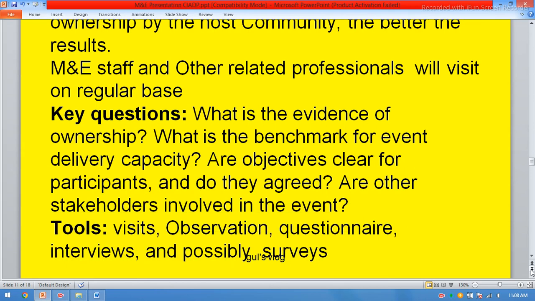Key questions: what is the evidence of ownership? What is the benchmark for event delivery capacity? Are objectives clear for participants and do they agree? Are other stakeholders involved in the event? Tools: visit notes, observations, questionnaires, interviews, and possible survey.